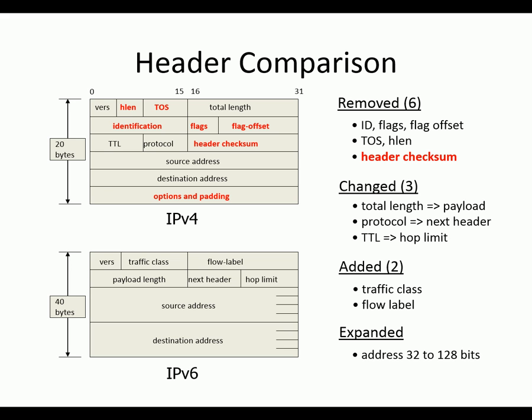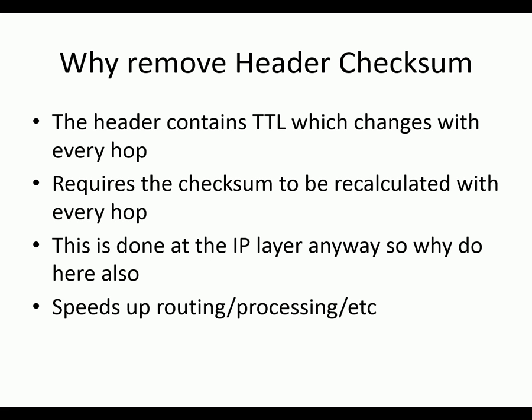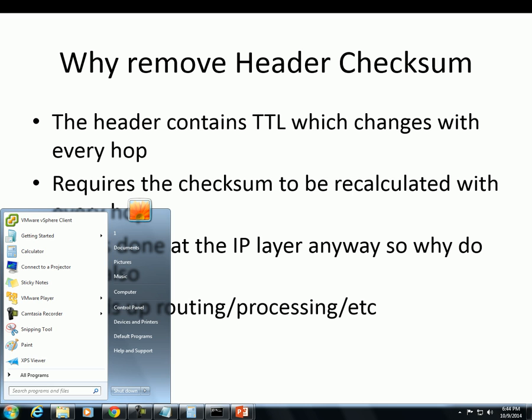Okay. The address has been expanded. The total length has been changed. The TTL was considered hop count. TTL stands for time to live, which is basically the hop count. So they changed a few things there. Okay. Why remove it? It says the header contains TTL, which changes with every hop. What that means is, when a packet, say we're going to send a packet to Google.